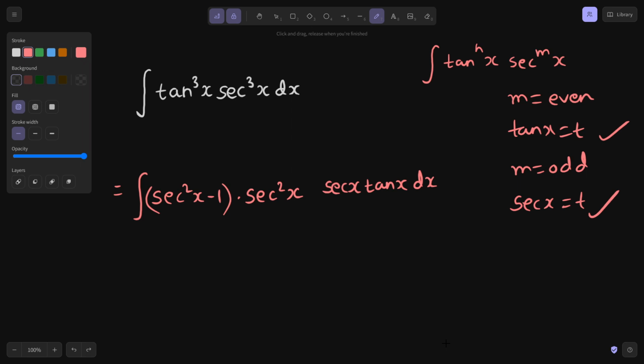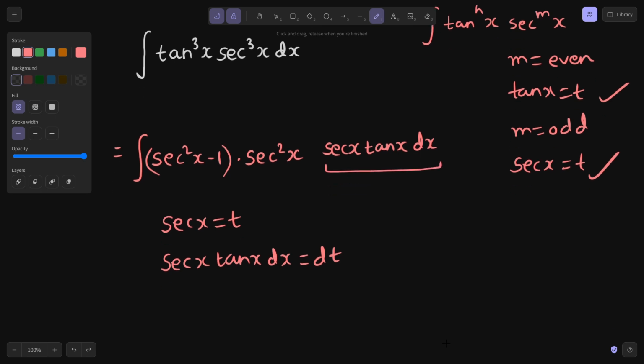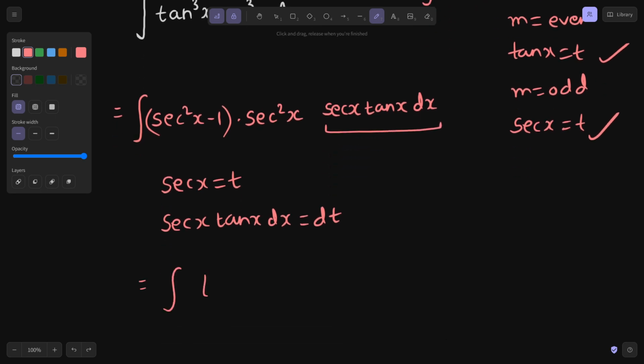Every time you have to do a similar thing only. Take the secant x tan x, because it's the derivative of secant x, along with dx, and try to manipulate whatever is left. So now let secant x be t. The derivative of secant x is secant x tan x, so it is already with us. Coming back to the integral, this is nothing but t square minus 1, t square and a dt.